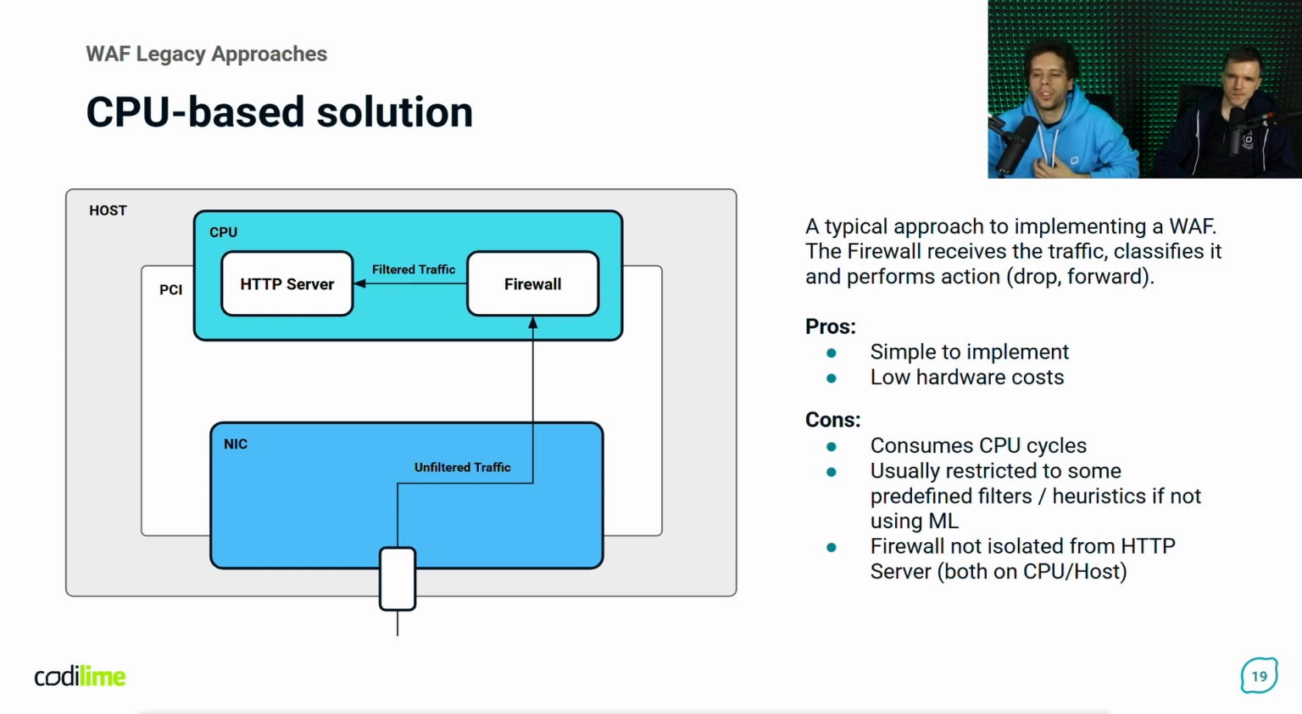And also the firewall is not isolated from the HTTP server. So they're both here on the CPU. So if you manage to compromise the firewall, right? If you manage to successfully attack the firewall application, you're not only going to get data from the firewall application, but you're also going to get the score, the most important data that resides on the HTTP server.